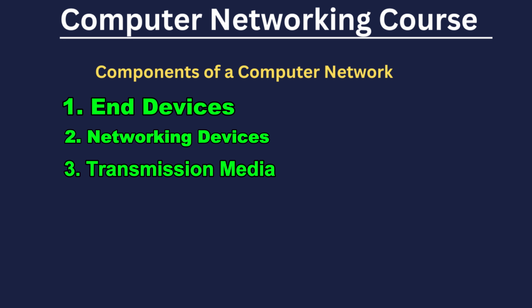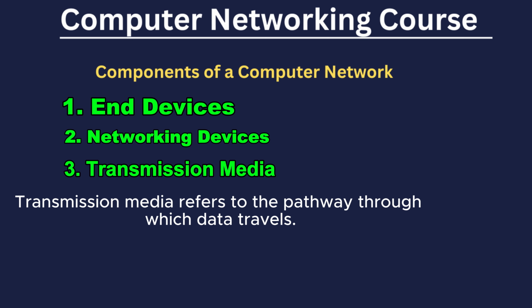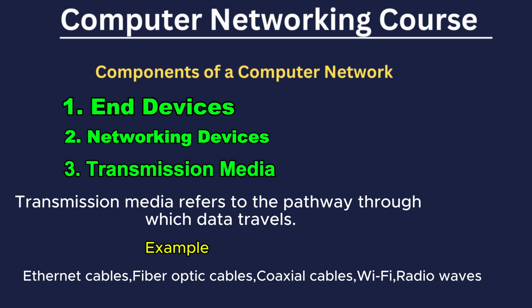Then we move to number 3, which is the transmission media. Transmission media refers to the pathway through which the data travels. For example, we have Ethernet cable, fiber optic cable, coaxial cable, Wi-Fi, and radio waves. Without transmission media, devices would have no communication path.